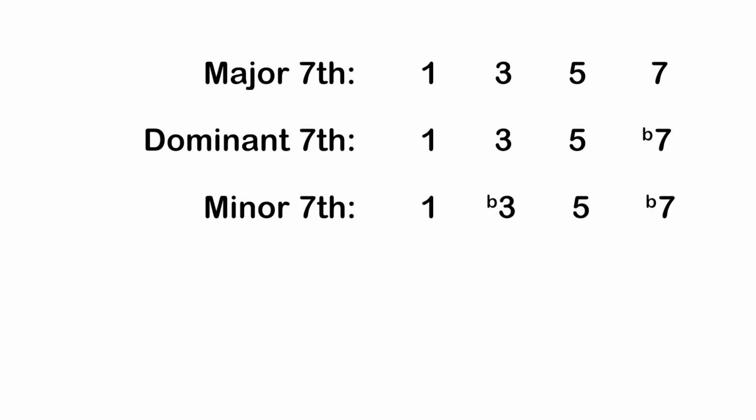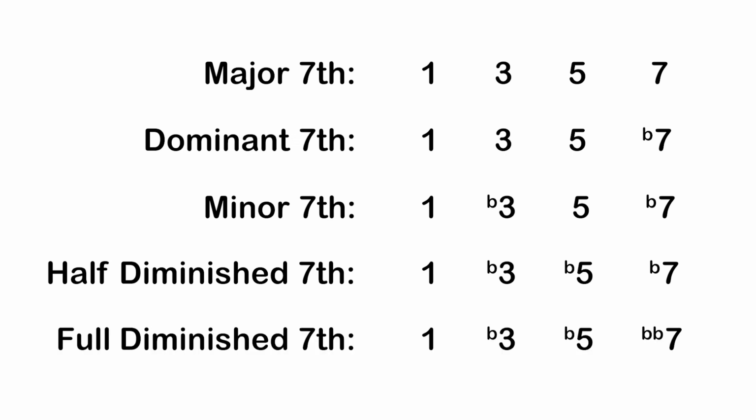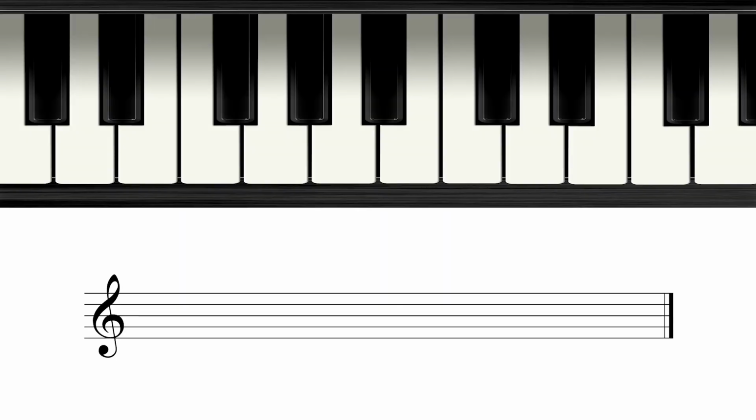To make it a minor 7th chord, lower the 3rd and the 7th a half step. To make it a half diminished 7th chord, lower the 3rd, 5th, and 7th a half step. To make it a full diminished 7th chord, lower the 3rd and the 5th a half step, and the 7th a whole step. Let us start with a C major 7th chord.